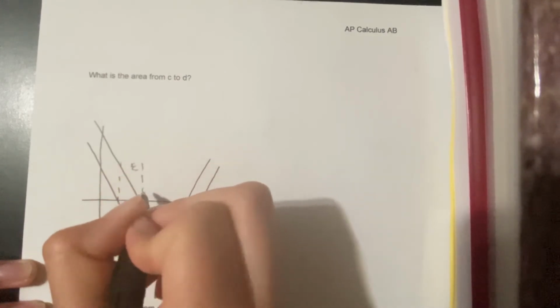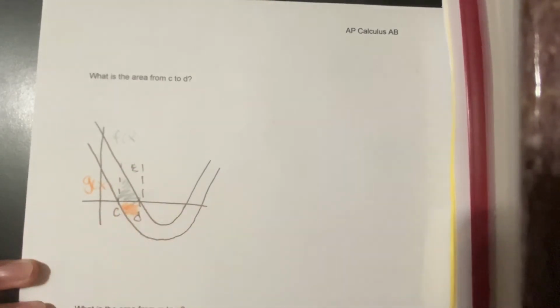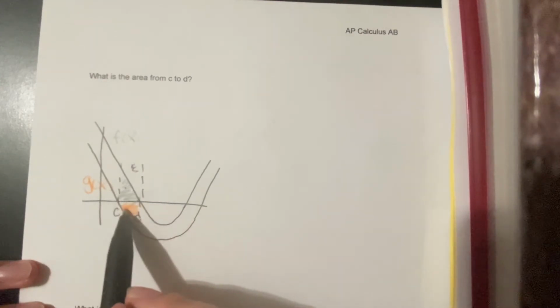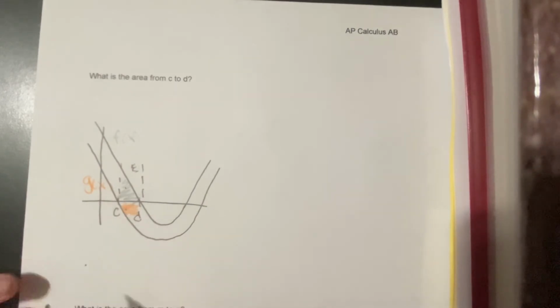All right, and looking at the area of f of x and g of x, we see that f of x's area is going to be positive, and g of x's area is going to be negative. So how do we solve for the area between these two curves if one area is positive and the other is negative? Well, let's see if the equation we set up in the last problem is going to work this time.